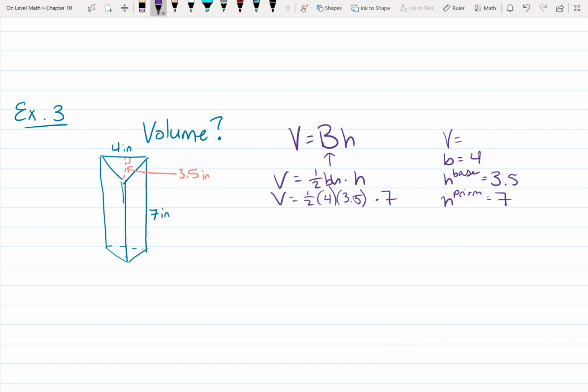So 1/2 times 4 is 2. 2 times 3.5 is 7. Times 7, of course, use your calculator if need be. 7 times 7 is 49 inches cubed. So check your work, make sure it matches mine. Obviously, let me know if you have any questions.